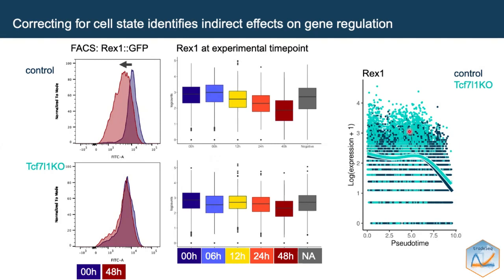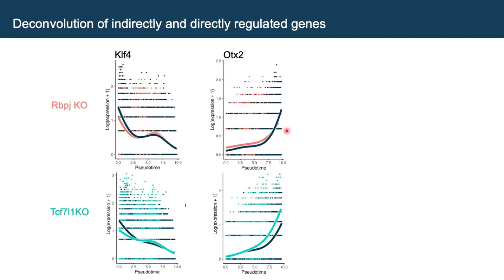Importantly, there are a couple of cells of the TCF7L1 mutants which do make it to these later points in pseudo-time. And these cells are also able to downregulate REX1. This also matches, if you look closely at this FACS plot, we do have some cells which are able to show this differentiation. And this is not just one marker gene we're looking at, but we can also take this now to different cells.